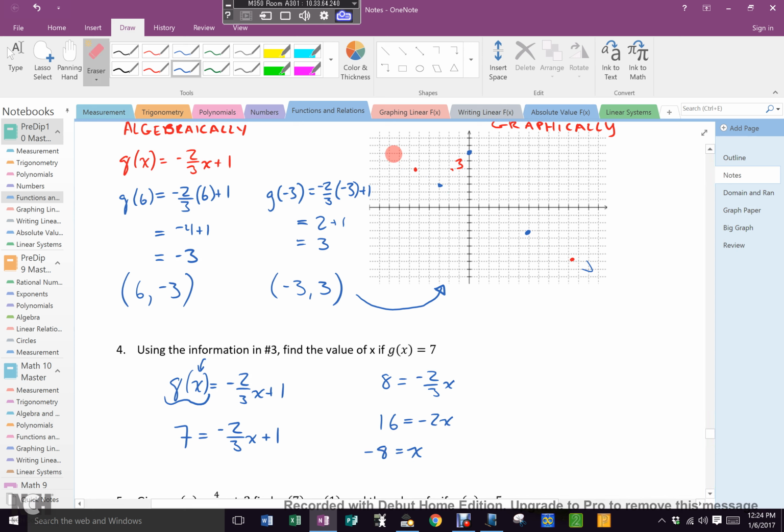Now let's check. Does that work with our line? What is the point on the graph that this has given us? What's my x? -8. What's my y? 7. 1, 2, 3, 4, 5, 6, 7, 8. 1, 2, 3, 4, 5, 6, 7. Does my line go through there?